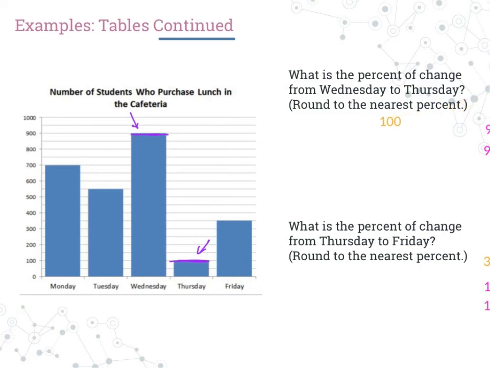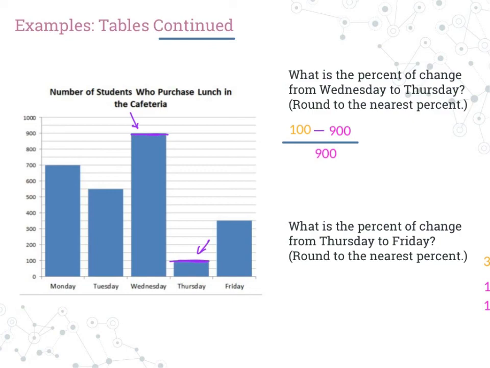So I'm going to set up my problem. I'm going to have 100 as my new amount. I know that 900 is going to be my old amount, so I'm going to go ahead and drag that one in. Then I need to divide by 900, so I'm going to bring down my division and bring over my 900. I'm not going to solve that problem just yet, but I've got it set up. Let's take a look at the next problem.